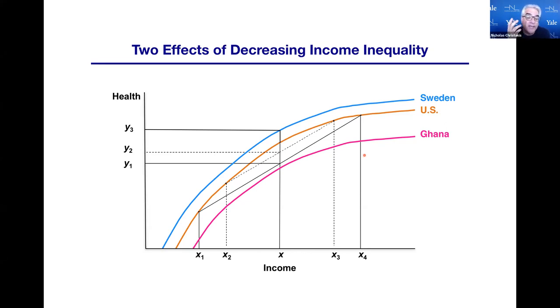And the question we might then ask is, what might be the mechanisms by which income inequality could shift the curve up or down for everyone? How might that work? And we talked about some neo-material ideas last time, and I'd like to talk a little bit about some psychosocial ones today.